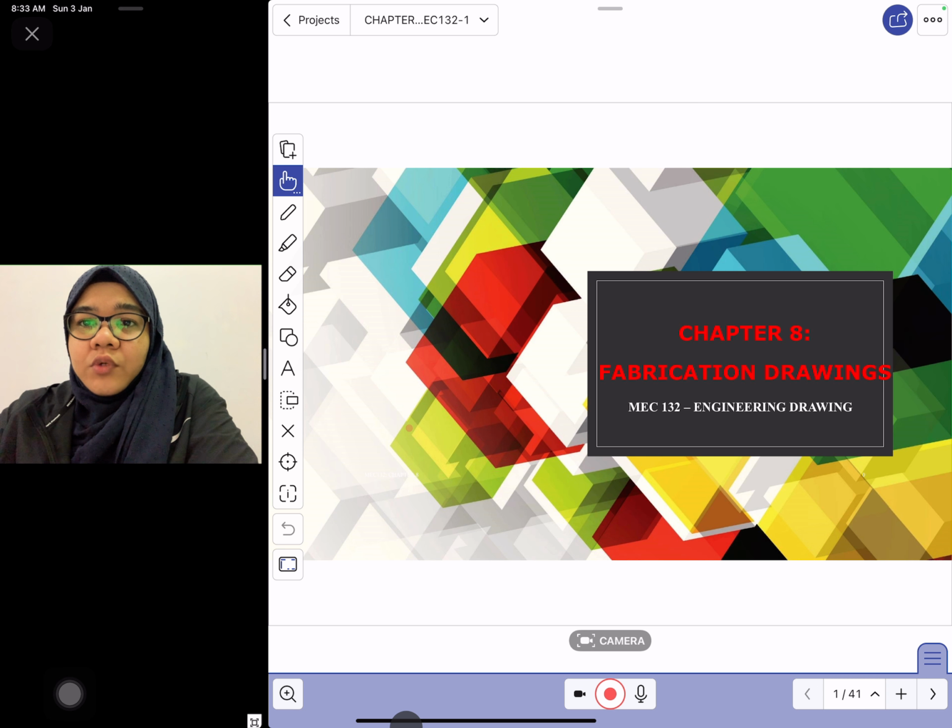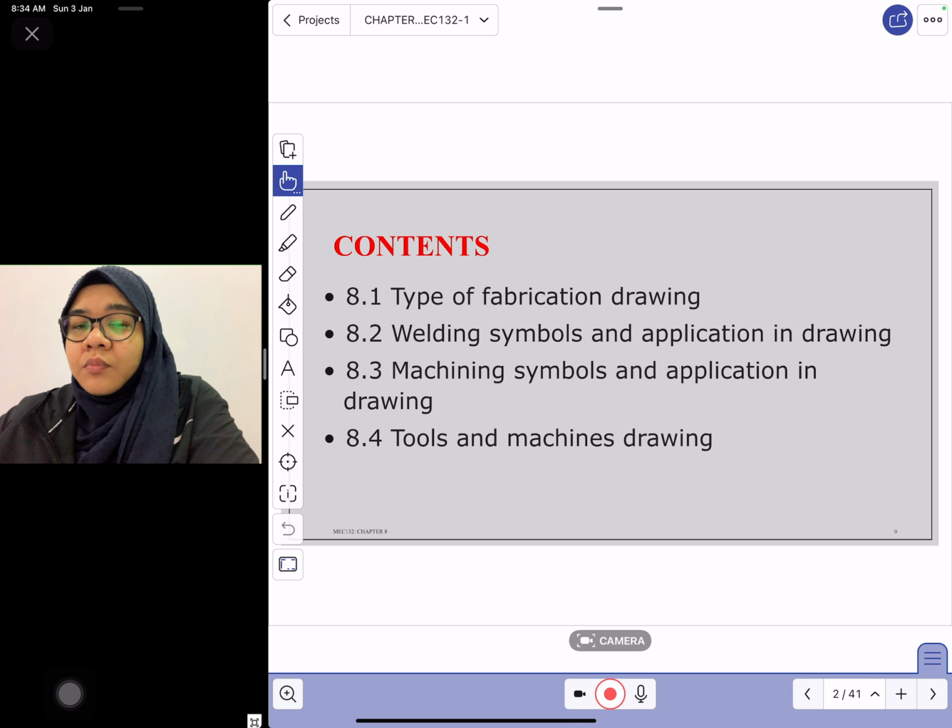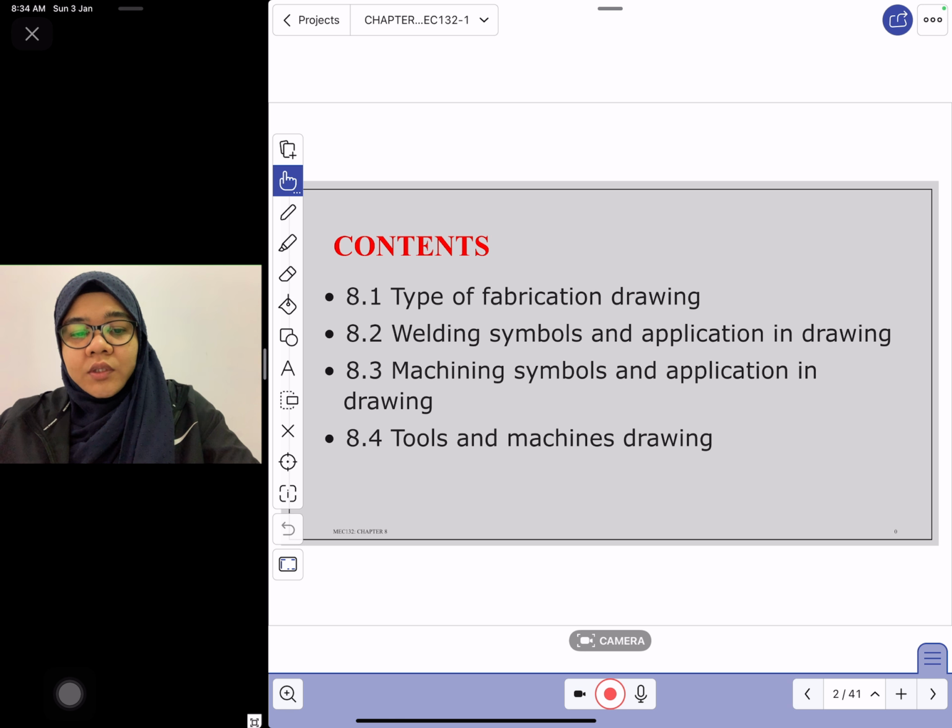So today I want to explain about the chapter 8 fabrication drawing. So you guys can refer your notes for this chapter. Quite simple, it is all about the welding process or welding symbols in our drawing. What we have to know in this chapter is about the type of fabrication drawing. The second one, welding symbol and application in drawing. The third one, machining symbol and application in drawing, tools and machine drawing.